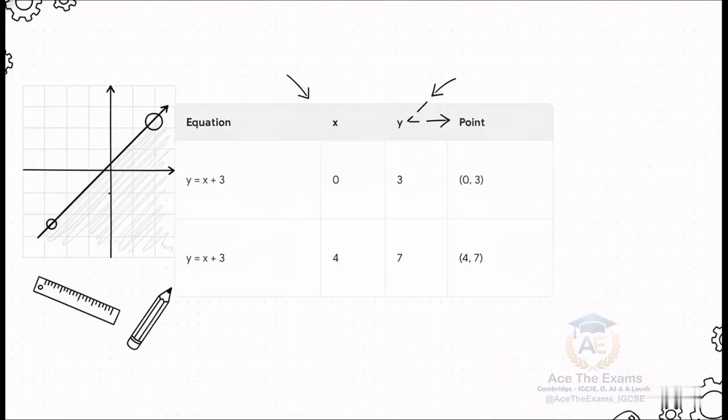Let's look at a super simple example, y equals x plus 3. We just pick 2 easy-to-calculate x values. Let's go with 0 and 4. If we plug in x is 0, y gives us 3. If we plug in x is 4, y becomes 7. Just like that, we have our 2 points, (0, 3) and (4, 7). Plot those, draw a line through them, and you've perfectly graphed the equation.